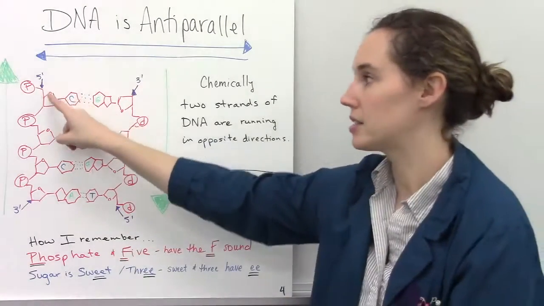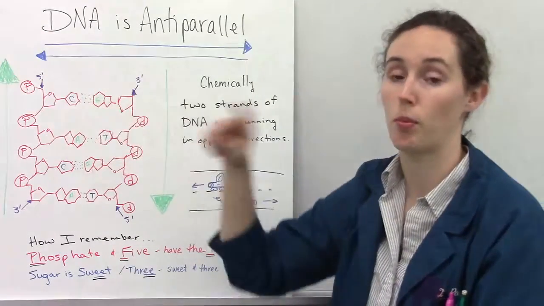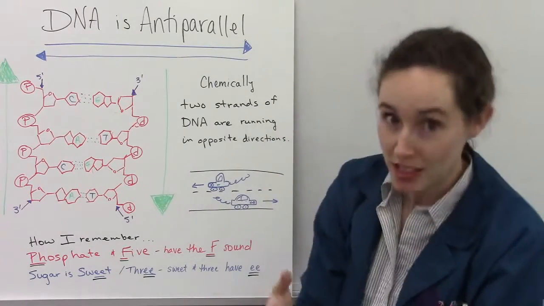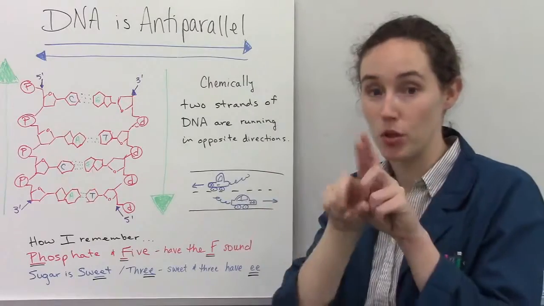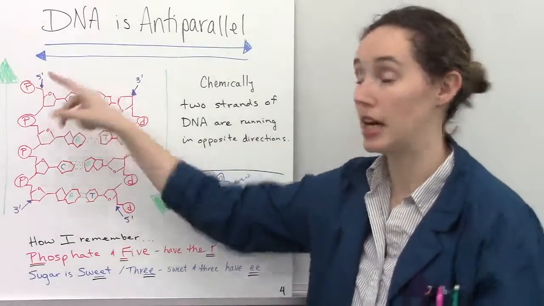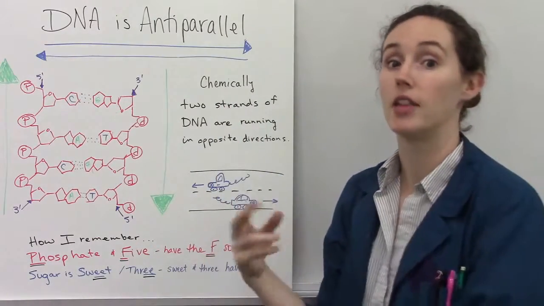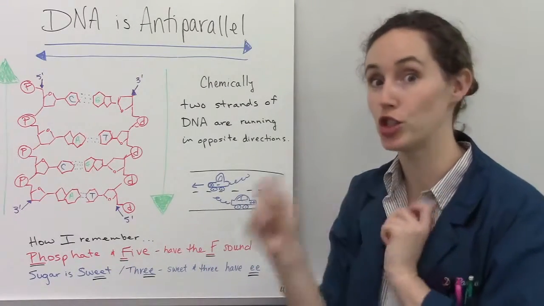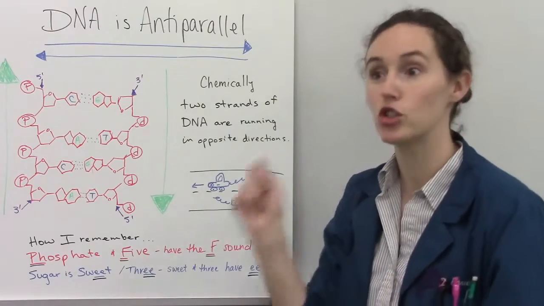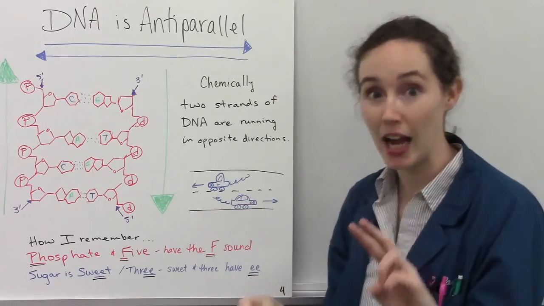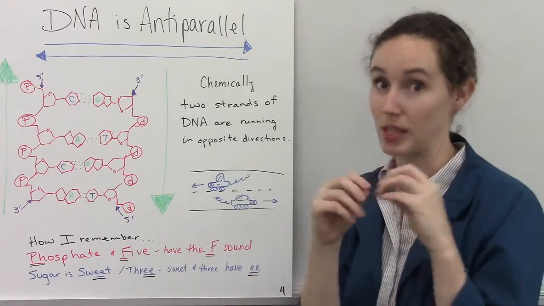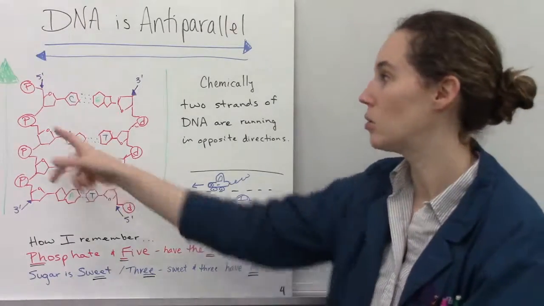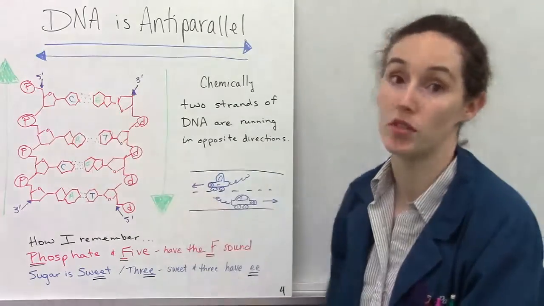The carbon that's next to the phosphate is number 5. So phosphate and 5 both have the f sound, and so it's an easy way to remember which side is the 5' side. And then 3 has that long E sound, and sugar, like deoxyribose, sugar is sweet, and that has 2 E's in it, so that makes that long E sound. So I remember 3 is sweet, and that's the one that's right here on the bottom of the sugar.